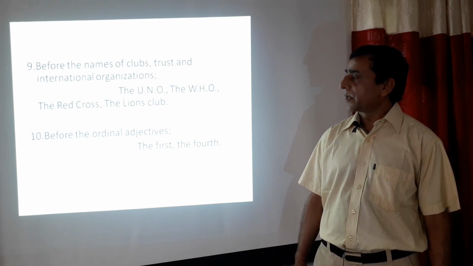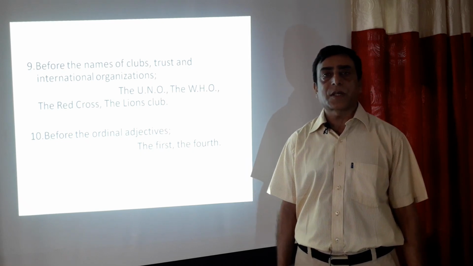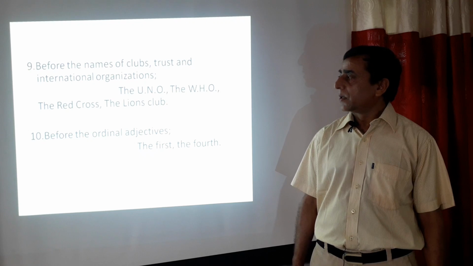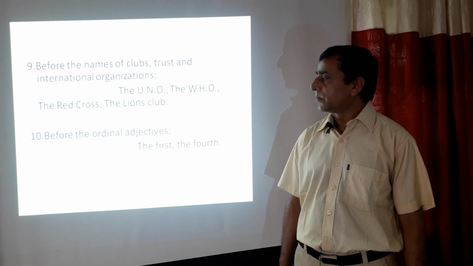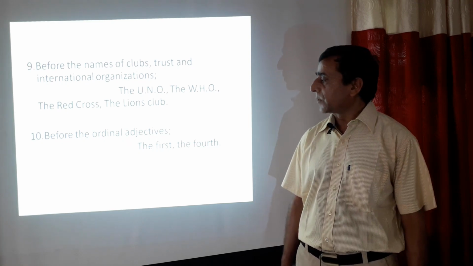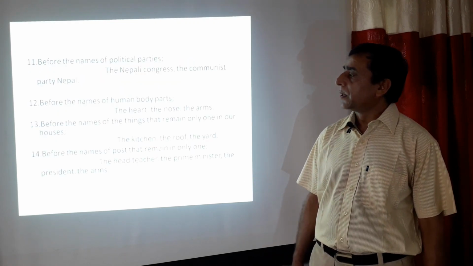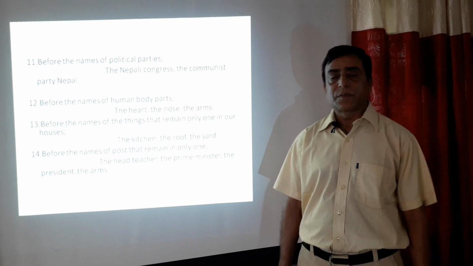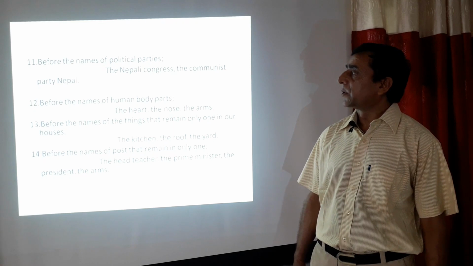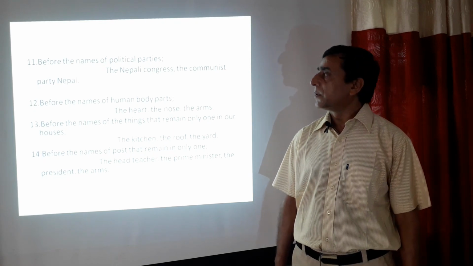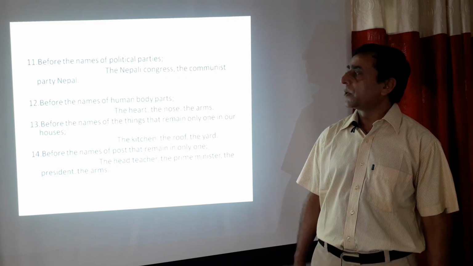Number ten, before the ordinal adjectives: first, second, third, fourth, 21st, 29th, before them we use the article. These are called ordinal adjectives. For example, the first, the fourth. Next one, before the names of political parties, we use the article. For example, the Nepali Congress, it is a political party of Nepal. The Communist Party is also a political party of Nepal.